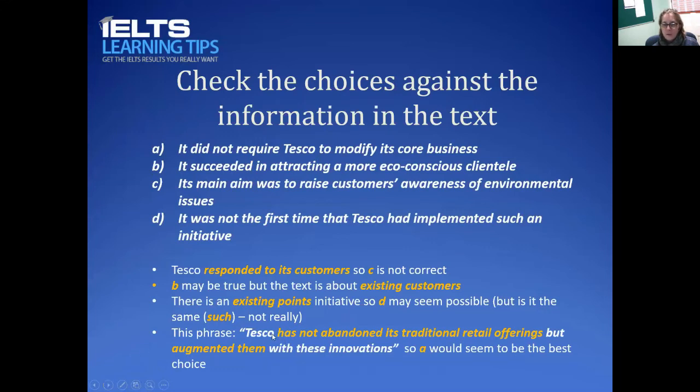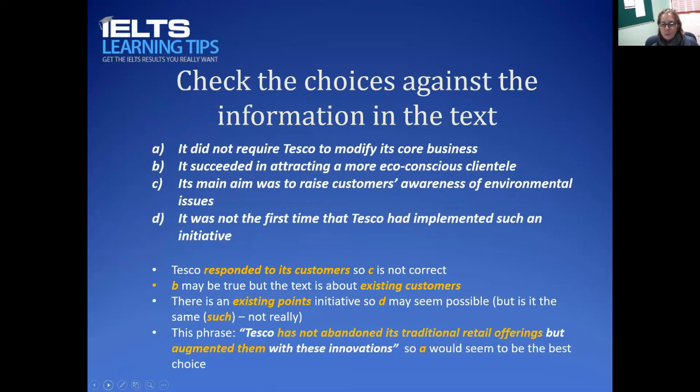And we also found this phrase, Tesco has not abandoned its traditional retail offerings, but augmented them, so increased them. And it tells us here they didn't modify the core business. So that fits quite well with this sentence. So A is going to be the choice for this particular question.